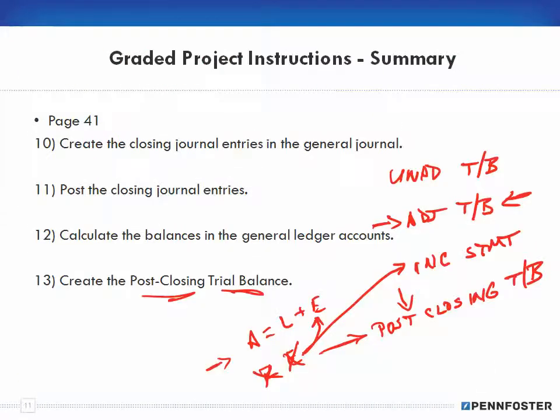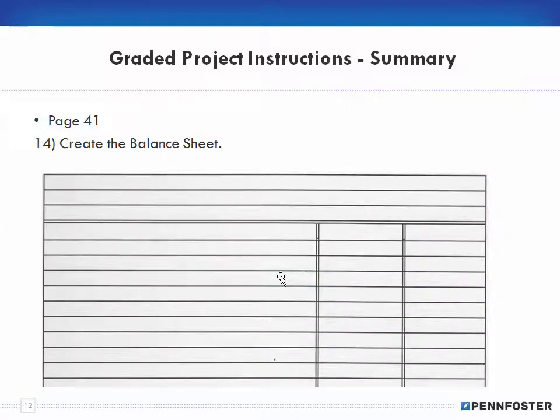All right, so we left off here where we had created the post-closing trial balance. And from the post-closing trial balance, that allows us to create the balance sheet. So if you look at page 41, it tells you, number 14, to create the balance sheet. And of course, I have a blank form, and again, formatting is important. When you look at the balance sheet from the previous accounting period, which was on page like 30 or something like that, you're going to use the exact same format.